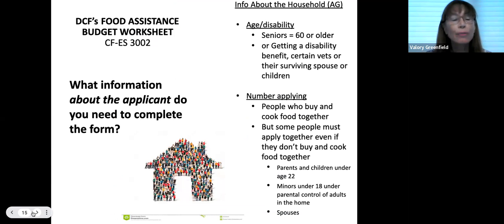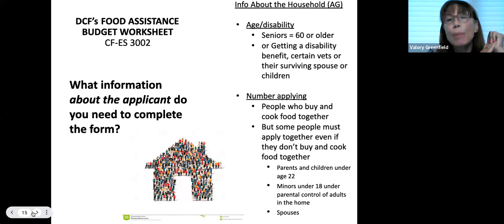So you saw a bunch of lines on that slide, and those are what we call the line item entries. And that's the information you're going to need to know about the household and also from published sources in order to use this worksheet. So let me break down some of that information.